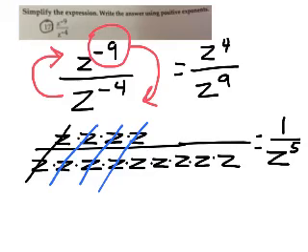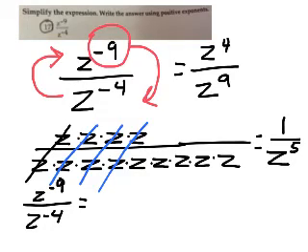That's our answer. The other way to do it is with the rule of subtraction: you can subtract the exponents if they have the same bases. When you're dividing, this would become z to the negative 9 over z to the negative 4. But I think it's easier to do with the factoring out myself. We can do it this way.